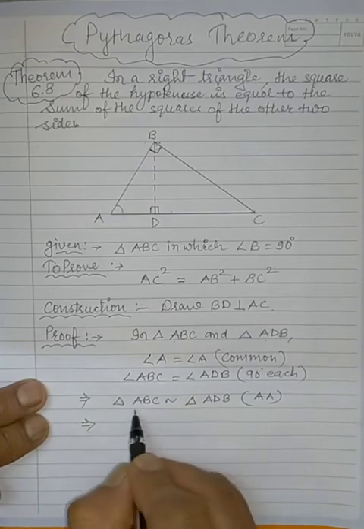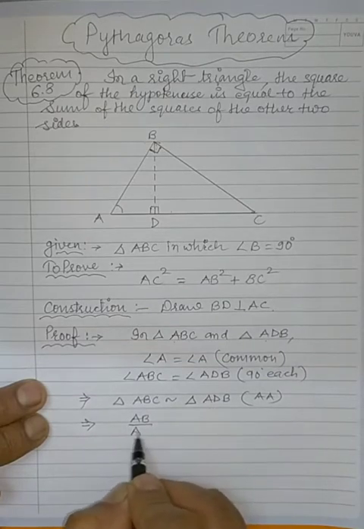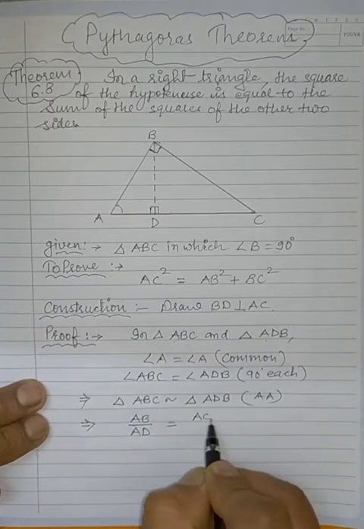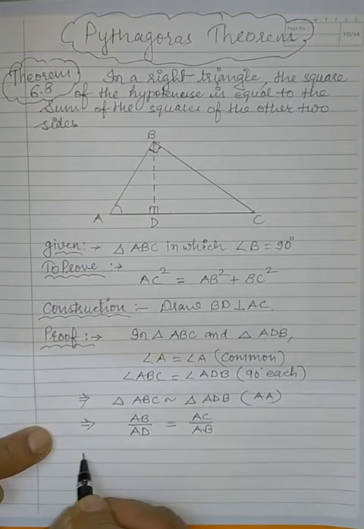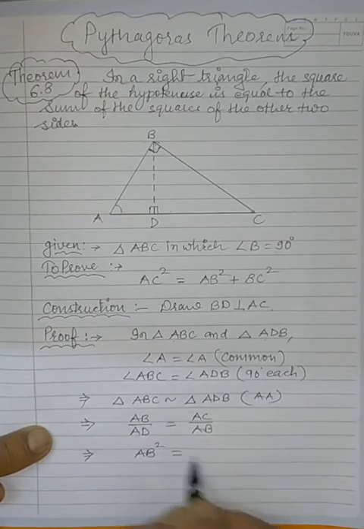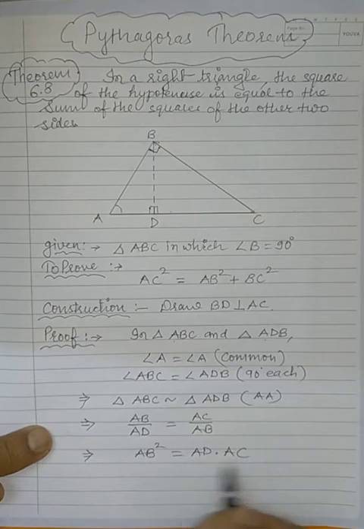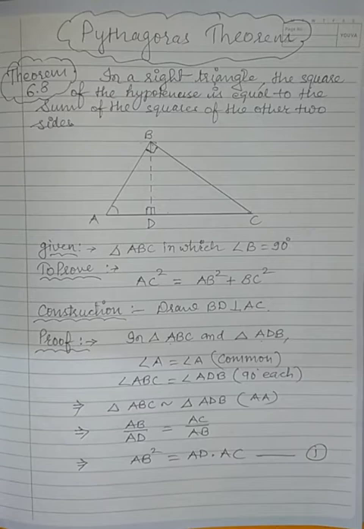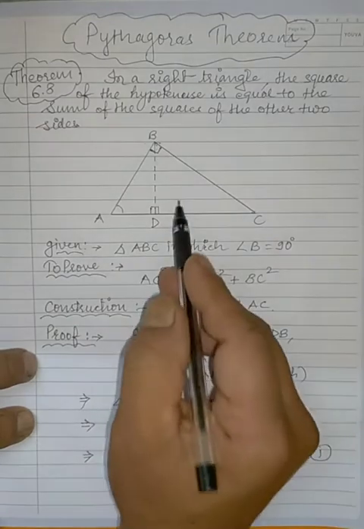That implies AB upon AD is equal to AC upon AB. Okay, so if you will solve this, cross multiply, AB into AB becomes AB square is equal to AD into AC. Okay, let this be equation number 1. Okay, I can do it similarly, but I am going to prove it.